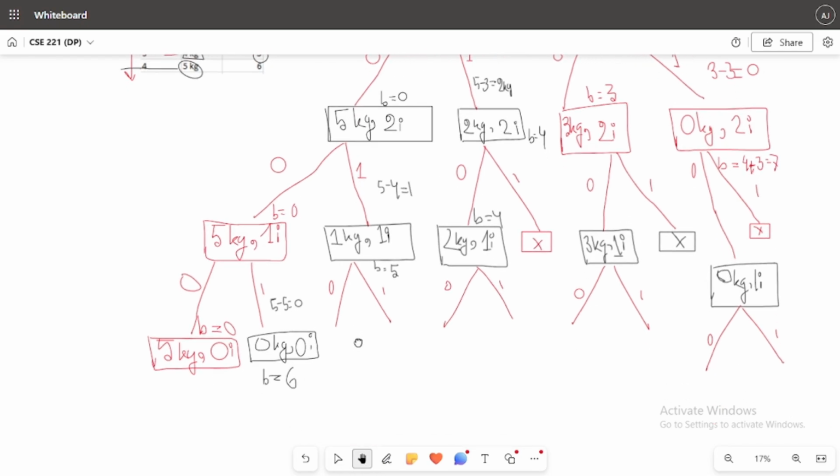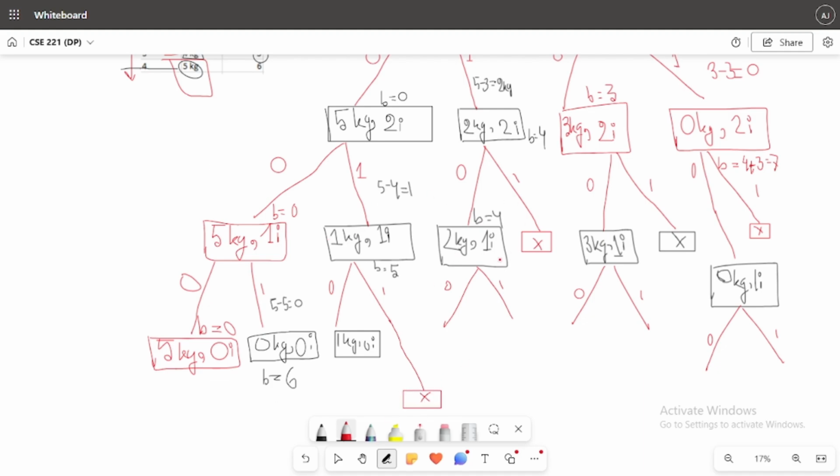Okay, now for this one, 1 kg 1 item. If we don't pick any items, then it will remain the same, 1 kg, and our item will be 0. Okay, let's make a box. Now for 1 kg 1 item, no, we cannot pick item number 4, because it is 5 kg, so 1 minus 5 will be negative, right? So we will put a cross.